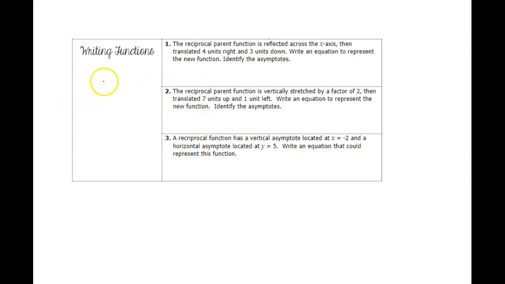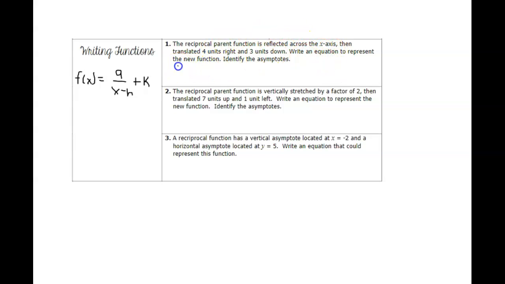Okay, so let's go ahead and write out our standard form of a function: f(x) = a/(x - h) + k. Let's look at the transformations that they give us, and let's see if we can write the functions. So let's look at number 1. The reciprocal parent function is reflected across the x-axis.